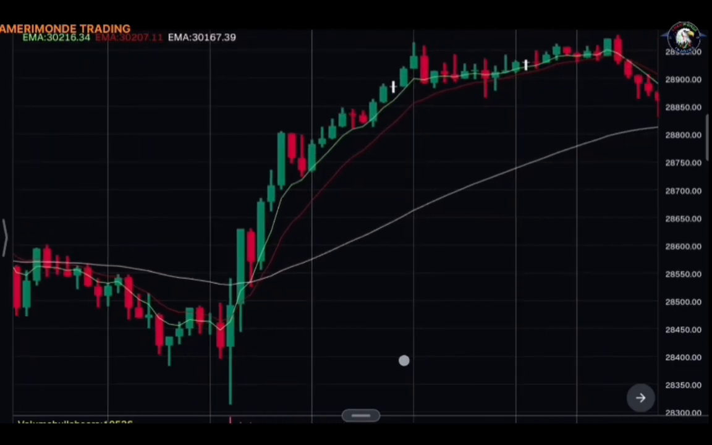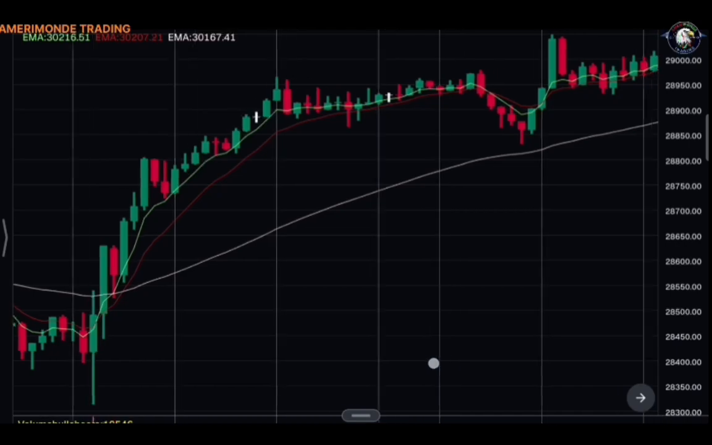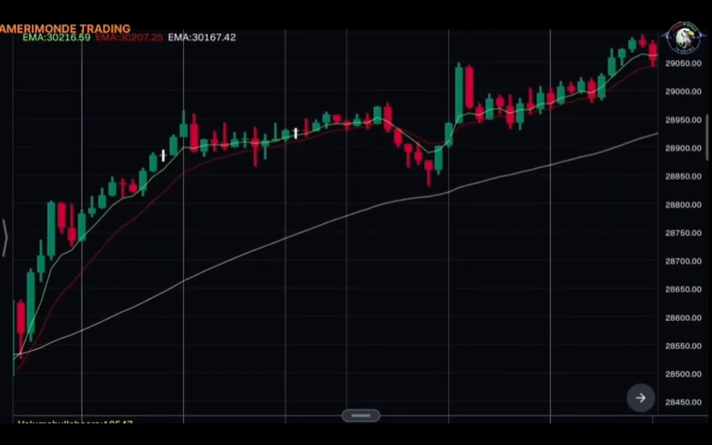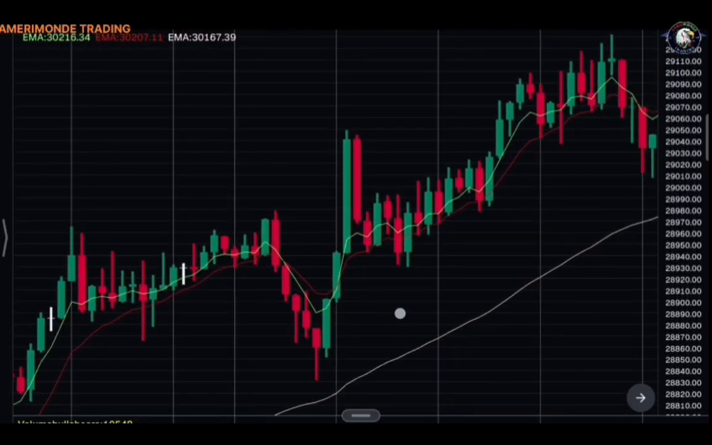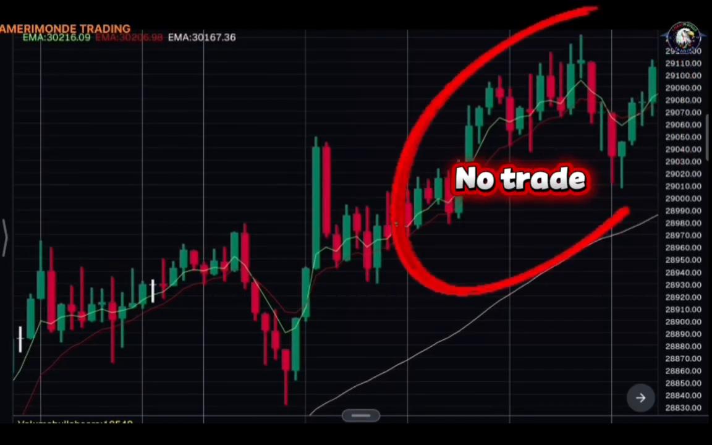EMA 55 is the white line. It's the boss. It's the big trend. This is institutional level. This line decides if we are allowed to buy or sell. Simple rule. If price is above EMA 55, we only look for buys. If price is below EMA 55, we only look for sells. If price is chopping around EMA 55, we do not trade. This one rule will save your account from 90% of losses. Don't fight the boss.